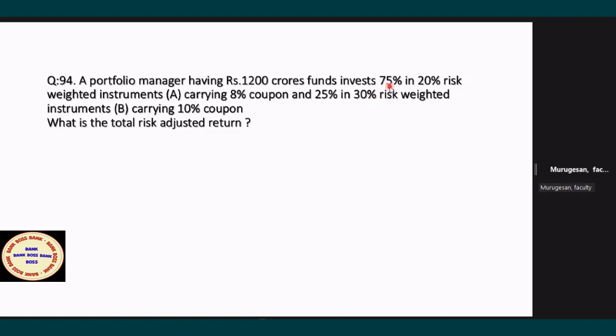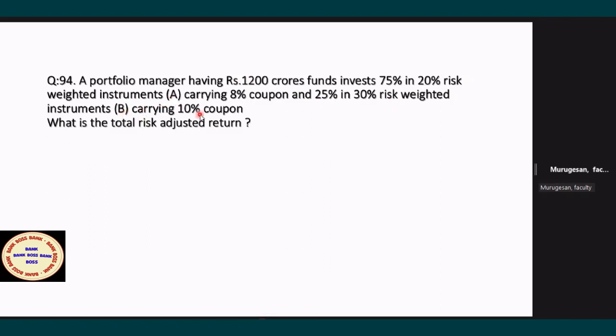So what he is doing, 75% of this amount, 1,200, in 20% risk weighted instrument, carrying 8% coupon rate. This 8% is different, this 20% is risk. Here coupon means return. Coupon means rate of interest. And the remaining 20% of the 1,200 crore is invested in 30% risk weighted instruments. That is B. There are two instruments he is investing in.